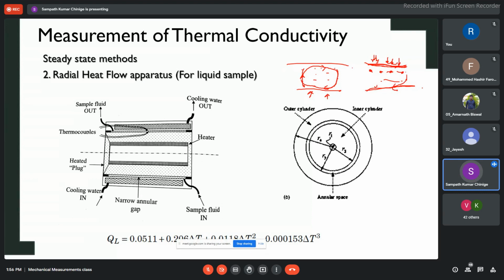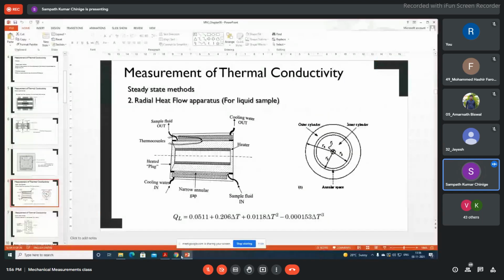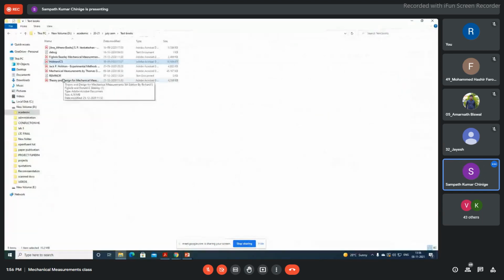Okay, so we can have a very simple setup for showing this guarded hot plate apparatus. I will show you the guarded hot plate apparatus first. I will just show you very quickly the guarded plate apparatus.